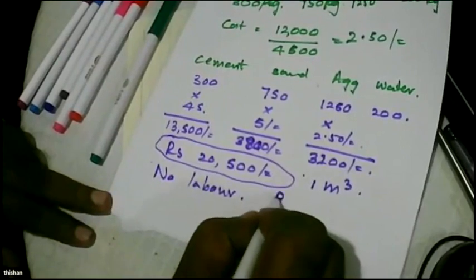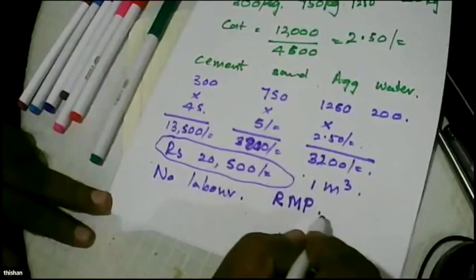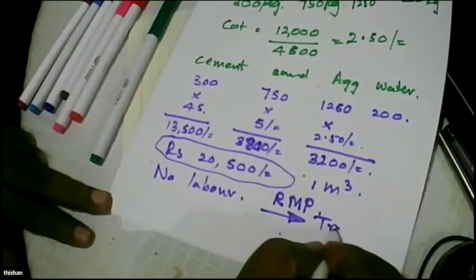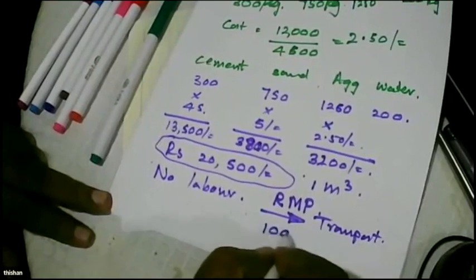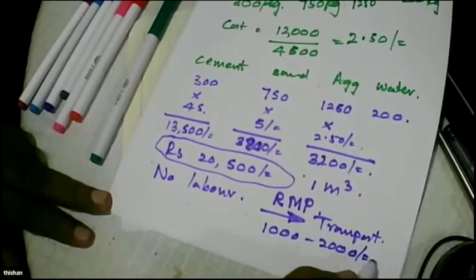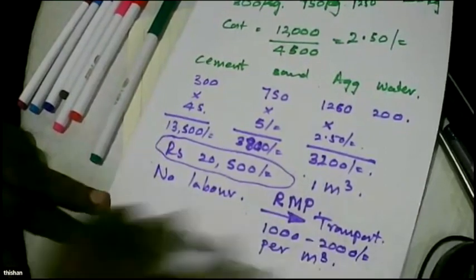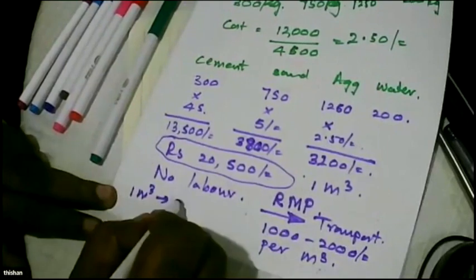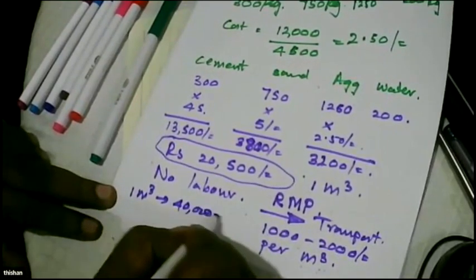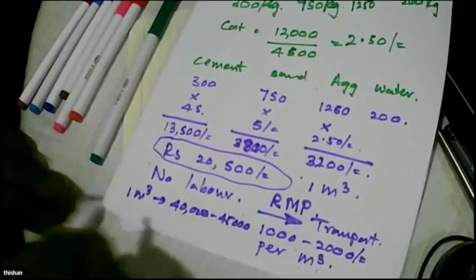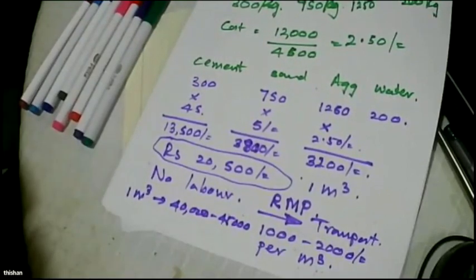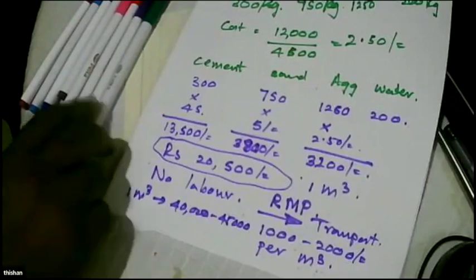And then if you are making it at a ready mix plant, that involves transport, which can be about 1,000 to 2,000 rupees per meter cube depending on the distance. So this is how we say 1 meter cube of concrete can cost around 40,000 to 45,000. Sometimes it can be as high as 50,000 when we go for higher strengths. But generally we say it's around 40 to 45,000. Can you understand how these figures come? Yeah, it's clear.